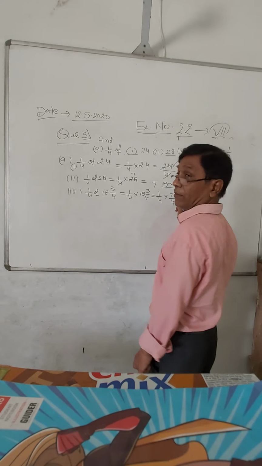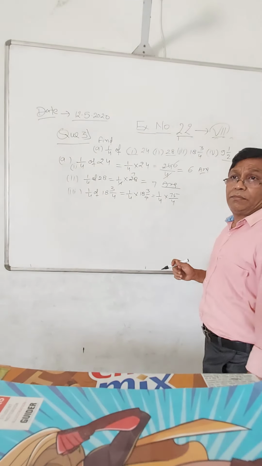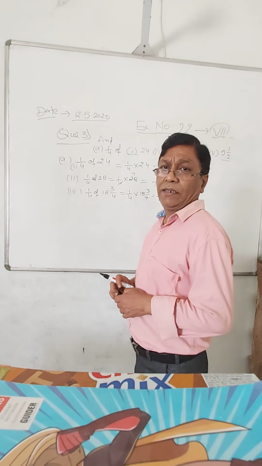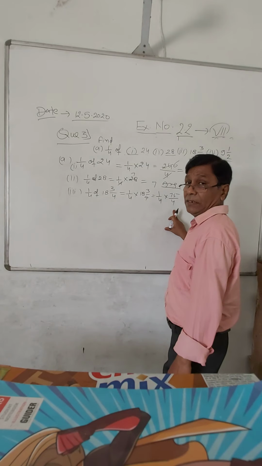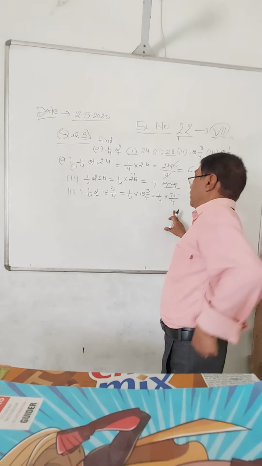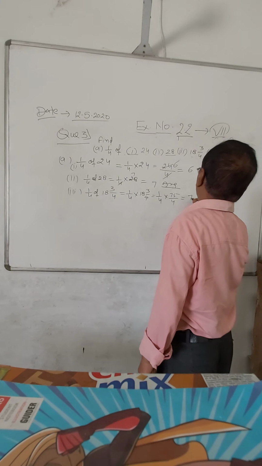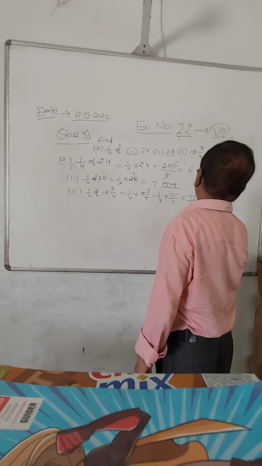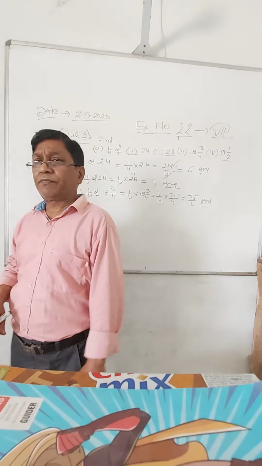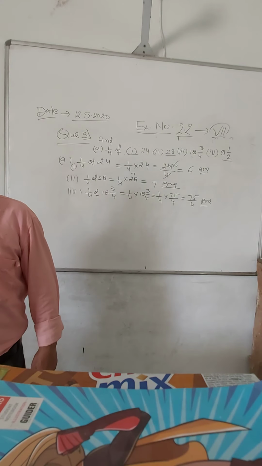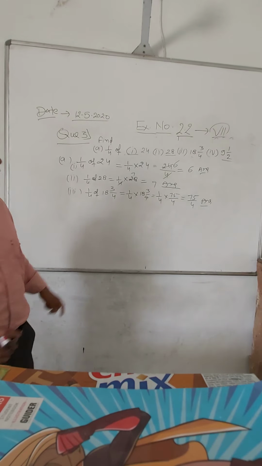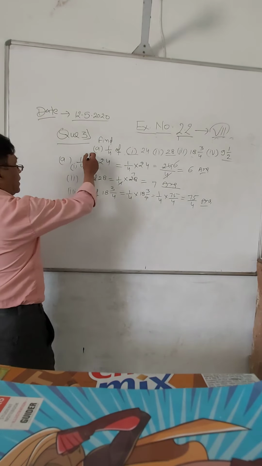Now see, 75 can be cancelled out only by 5 or 3, but 4 cannot be cut by 3 or 5. So the answer will become 75 upon 4. This is the answer. This you can convert in mixed fraction also. Both answers are correct. Same way, this is the third of A part.